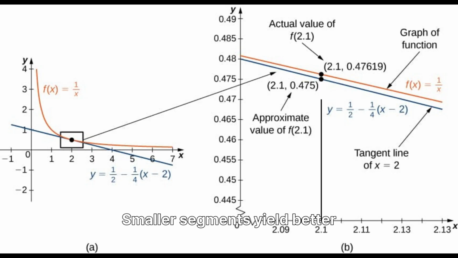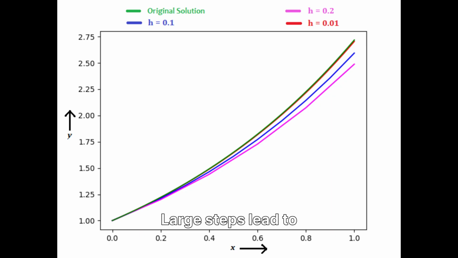Smaller segments yield better approximations. Large steps lead to inaccuracy, as straight-line pieces won't match the curve well, causing drift. Accuracy depends heavily on step size.